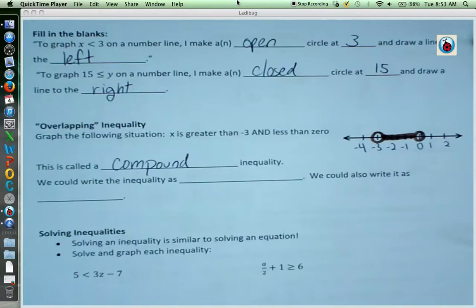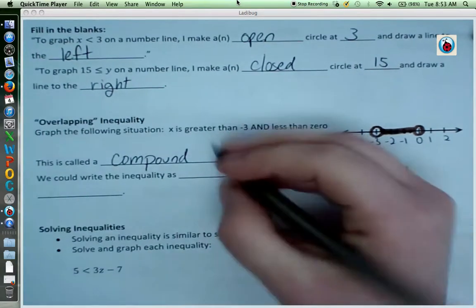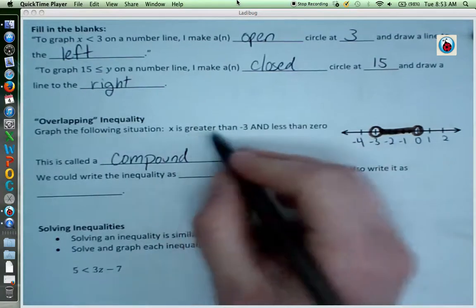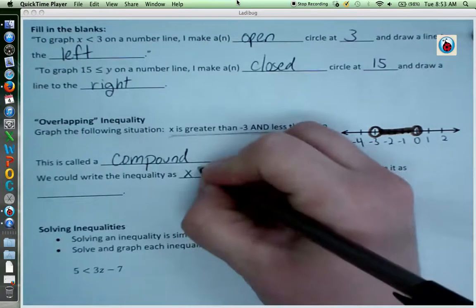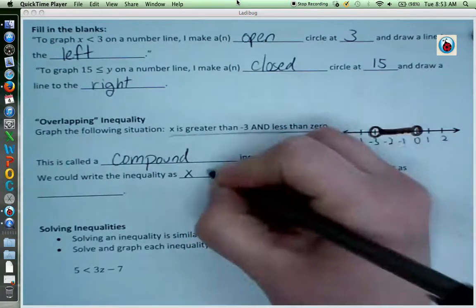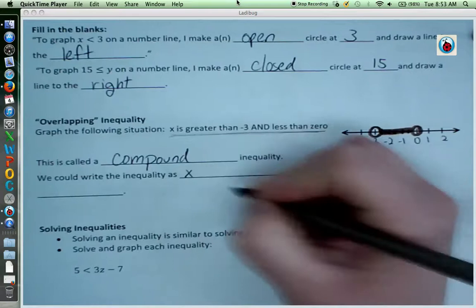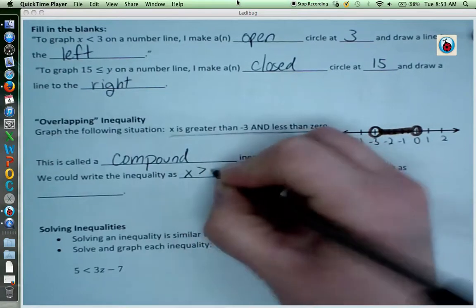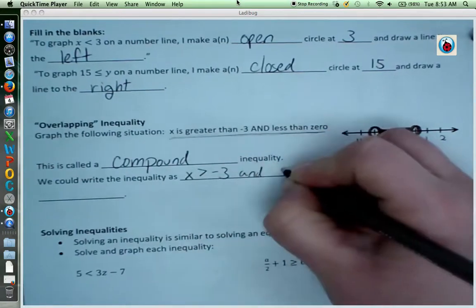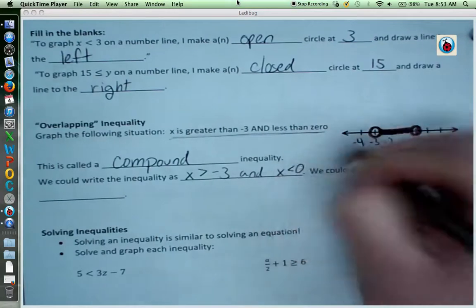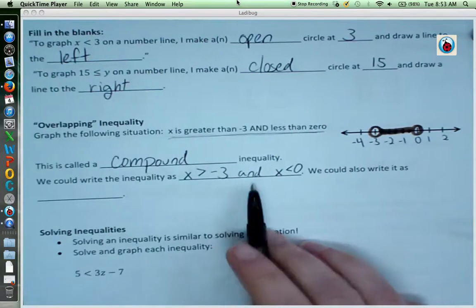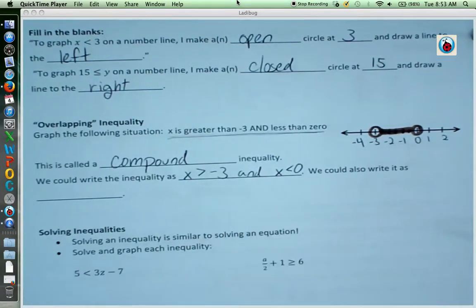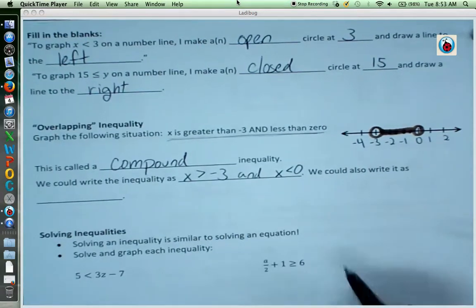There's two ways that I could write this inequality. I could write it as two separate inequalities. I could translate this explanation into symbols. I'll start with x is greater than -3, and x is less than 0. So I could list it as two different inequalities with an "and" in between to show that both are happening at the same time.